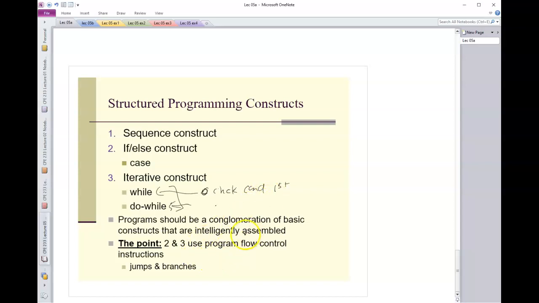So anyway, the last point here is that these constructs involve some flow control statements, namely jumps and branches, and that's what we're going to get into in the next slide.